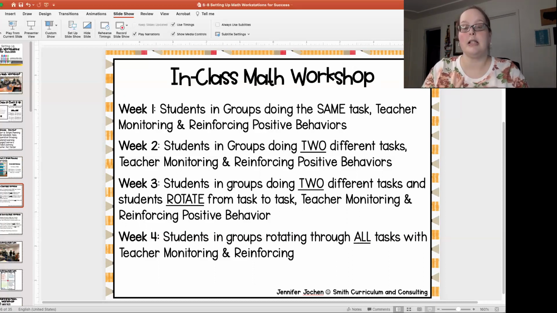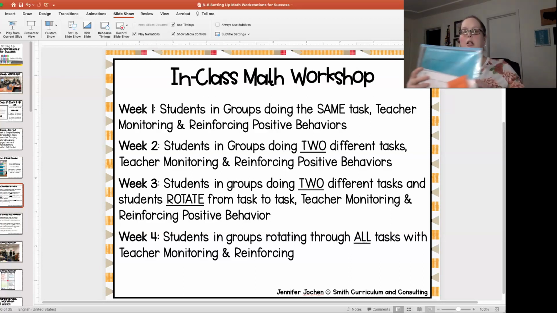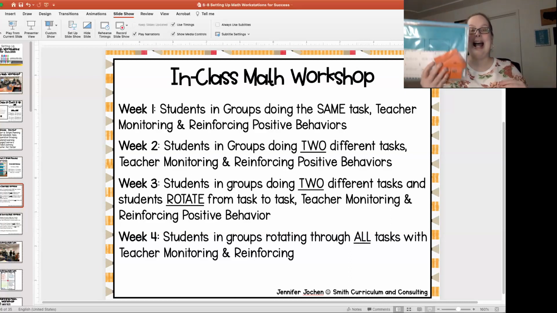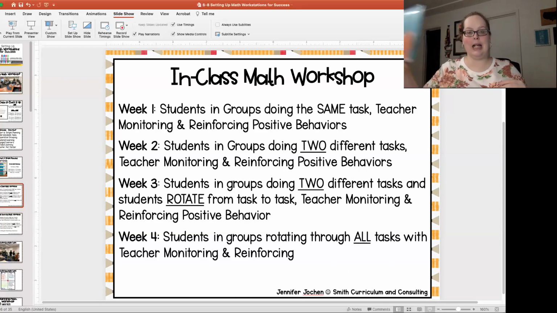Now, this is where I want to put a little caveat. You know your class. If your class is not able to handle moving from station to station, the easiest thing I can tell you to do is table 1 passes to table 2, table 2 passes to table 1. That way they're passing and rotating their task from table to table. It's still the same thing, just students aren't up and moving from one table to another.